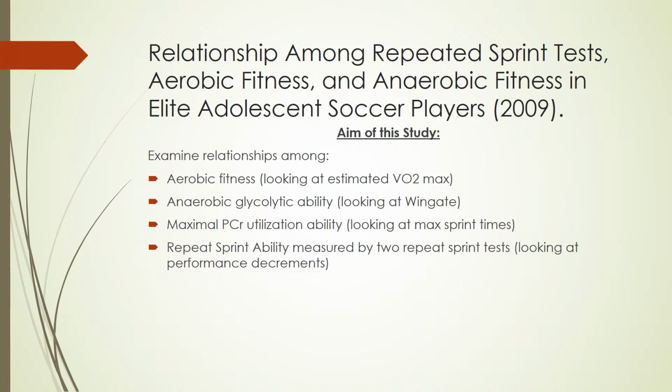Well, the overall aim of this study is to examine relationships between aerobic fitness, using estimated VO2 max obtained from a 20-meter shuttle test, which is considered a strong, valid, and reliable indicator of aerobic fitness; anaerobic glycolytic ability, using the Wingate, which is considered a reliable and valid indicator of anaerobic fitness; anaerobic PCR pathways, using max sprint times; and then finally repeat sprint ability, which will be measured by 2 repeat sprint tests developed by the researchers of this particular study.